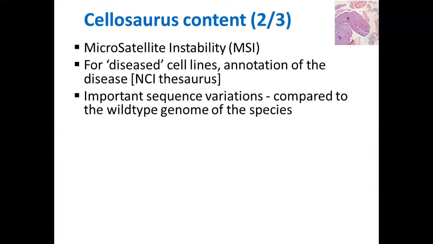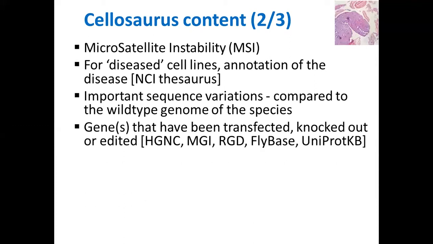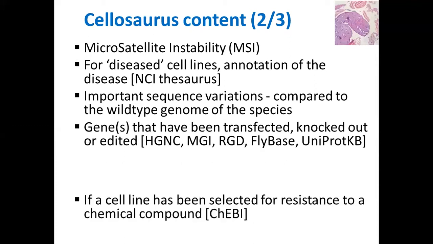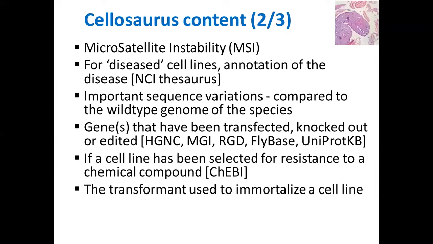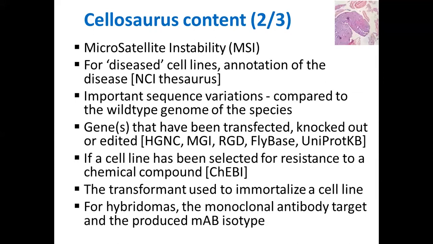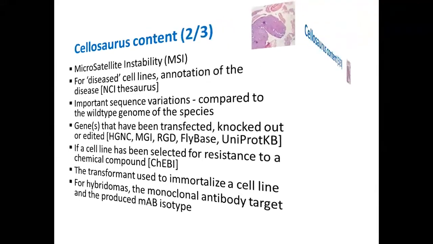Information about which disease a cell line originates from, either cancer or genetic disease. And that's also something new which is being added: important sequence variation compared to the wild-type genome of the species, either somatic mutation or genomic mutation when it's a genetic disease. Of course, what genes have been transfected, if a cell line has been selected for resistance to a compound, which transformant is used to immortalize it, and so on.